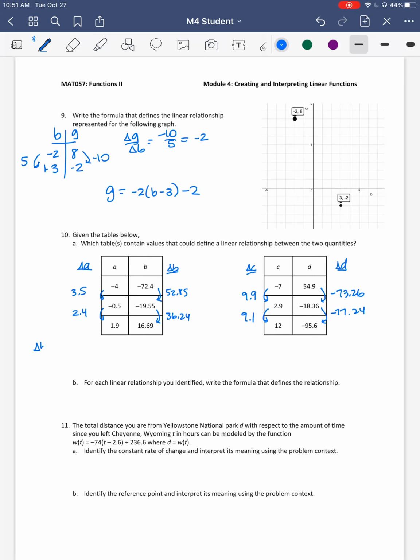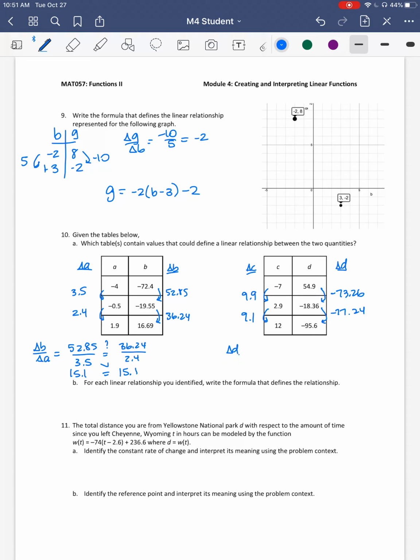So then we need to find our changes. So change in B over change in A. Are those going to be the same? So 52.85 over 3.5. Is that the same as 36.24 over 2.4? I'm going to get 15.1 for this one, and I'm actually also going to get 15.1 for this one. So yes, this first table is a linear relationship.